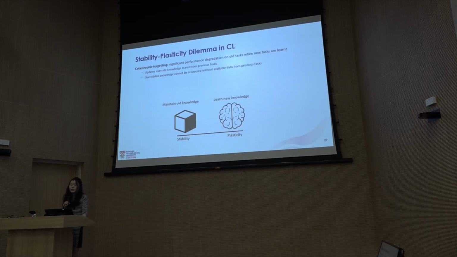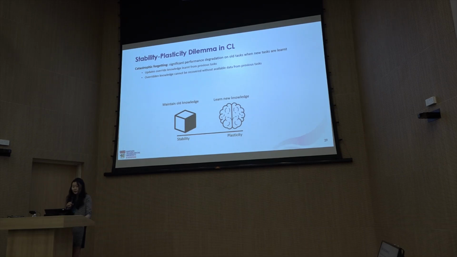So in continual learning, the main challenge is to overcome the phenomenon that is known as catastrophic forgetting. As new tasks are added over time, the model experiences a significant performance degradation on a previously learned task. And this is actually an inherent problem in deep neural networks due to its algorithmic design.